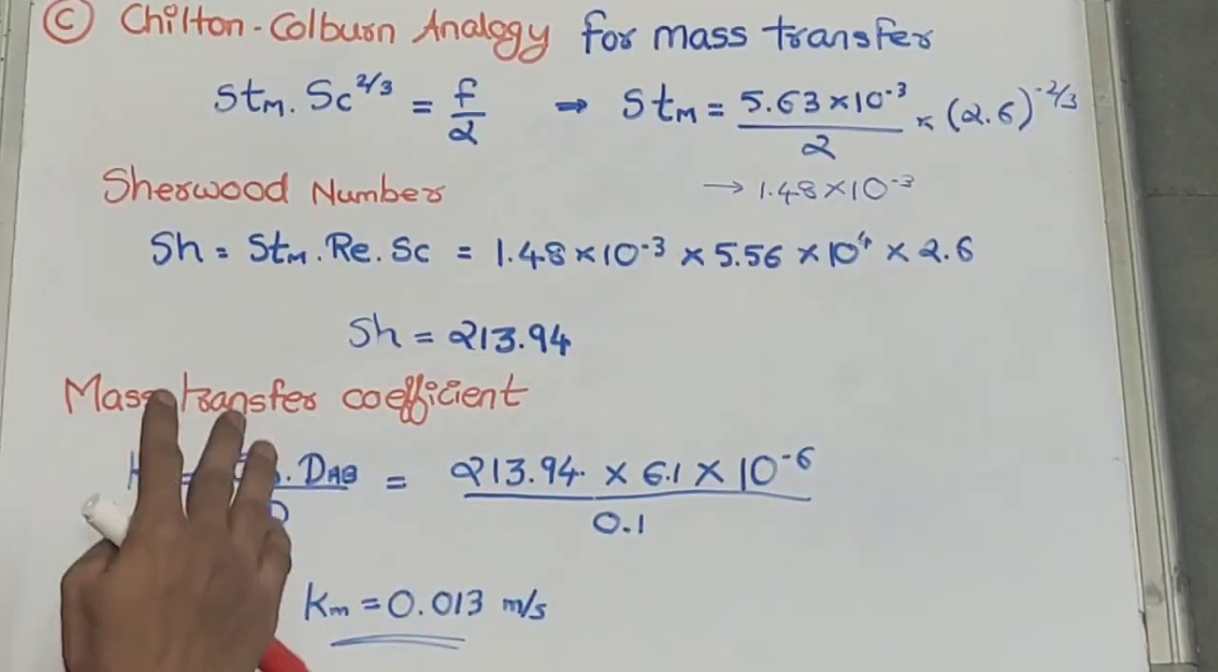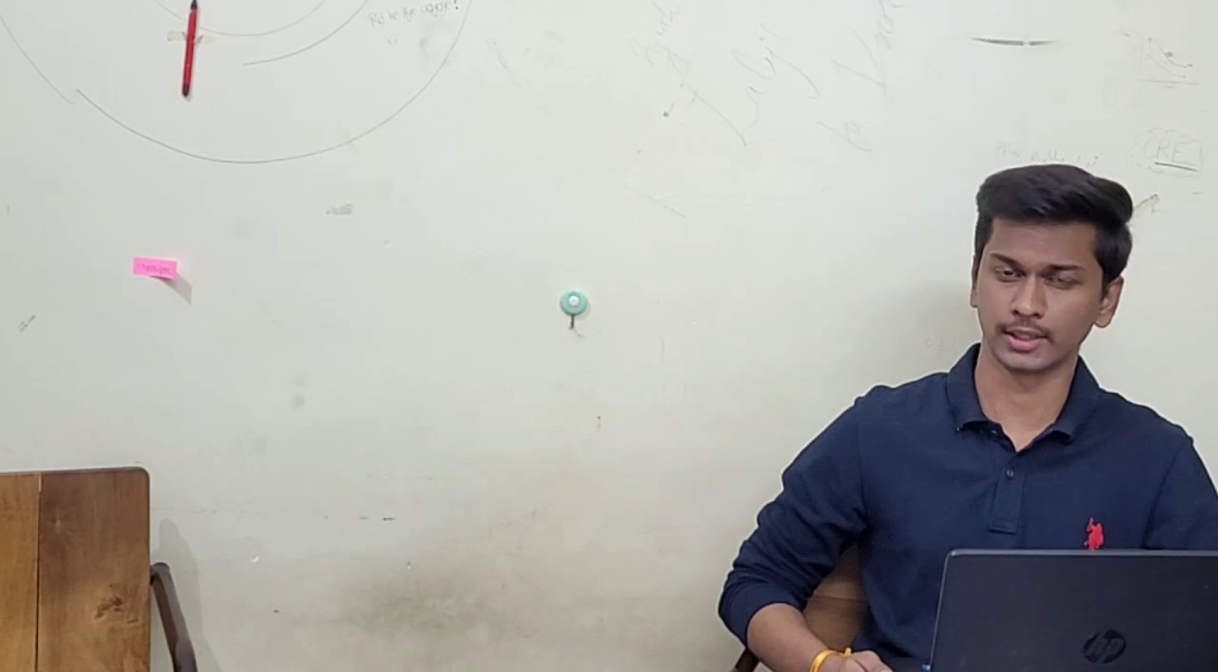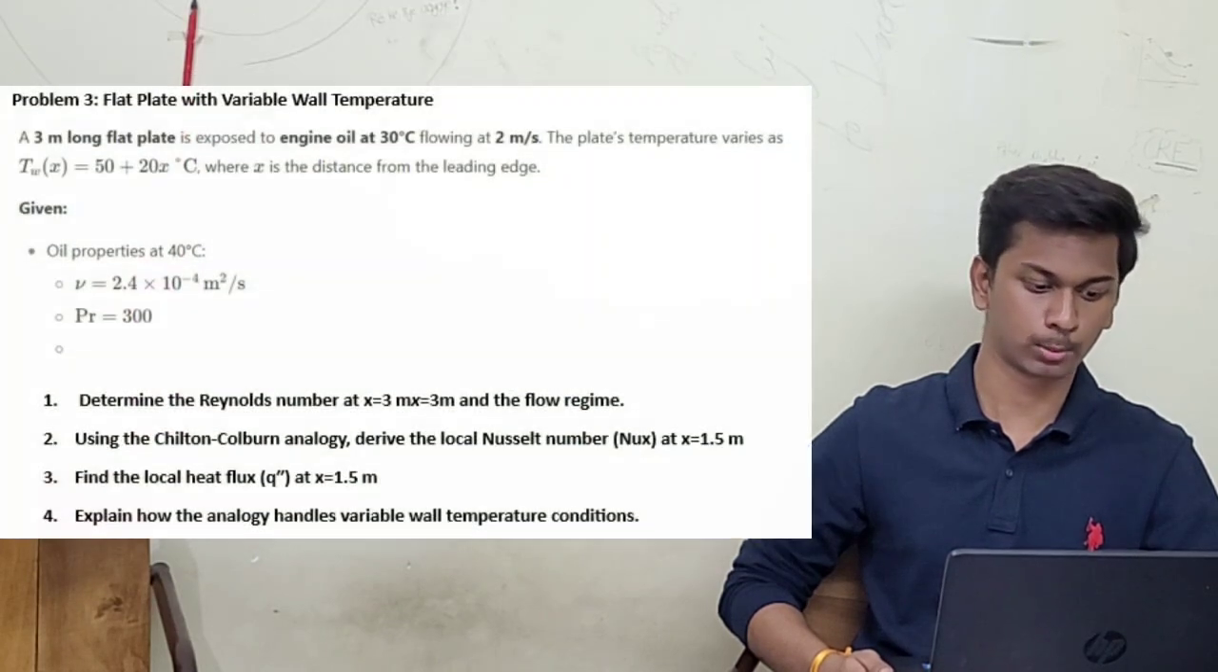So this is the overall solution of the question. Now, as we have seen question 1, calculated the Reynolds number and the other terms related to it. Now, we are going to see problem 2.